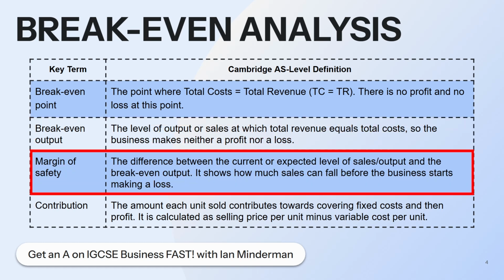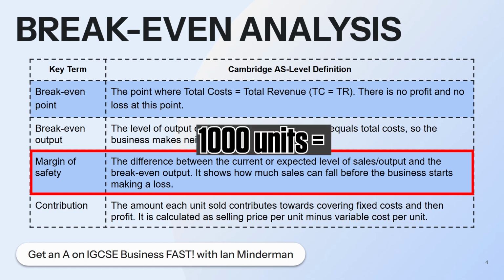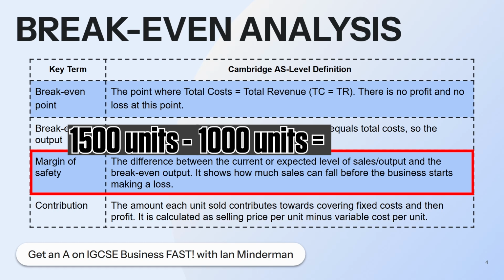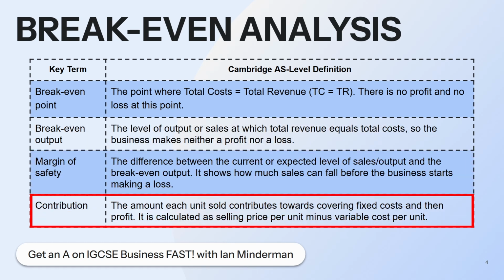Then we have the margin of safety. This is the difference between the current or expected level of sales/output and the break-even output. It shows how much sales can fall before the business starts making a loss. So if your break-even output is 1,000 units and you're selling, let's say, 1,500 units, then your margin of safety is 500. And don't worry, we're going to take a look at that on the graph and on a table. And then we have contribution, the amount each unit sold contributes towards covering fixed costs and then profit. It's calculated as selling price per unit minus variable cost per unit.